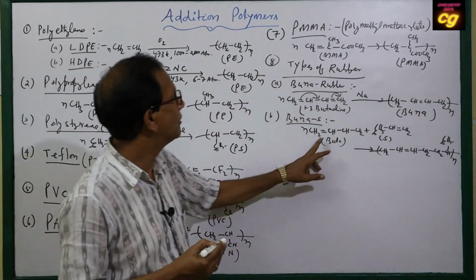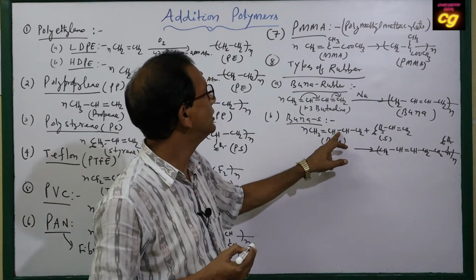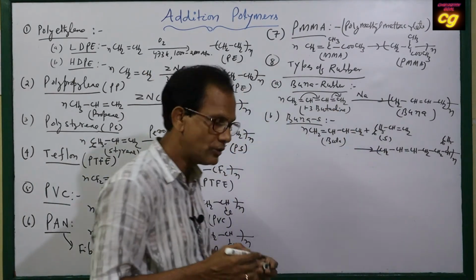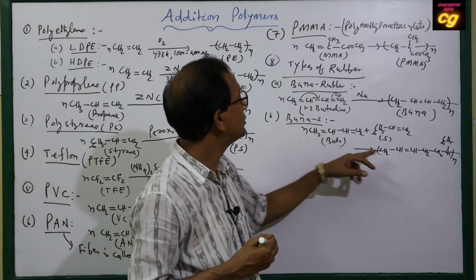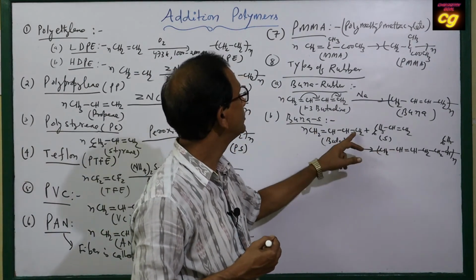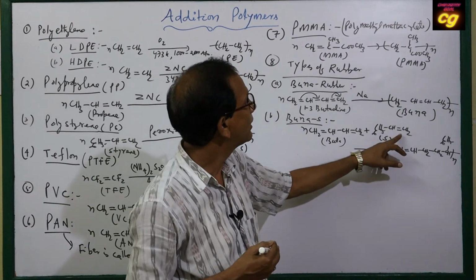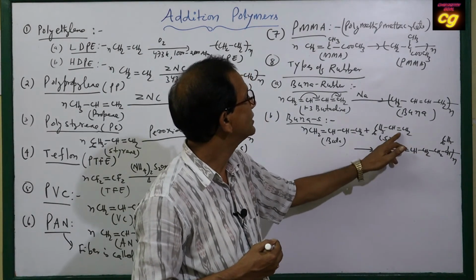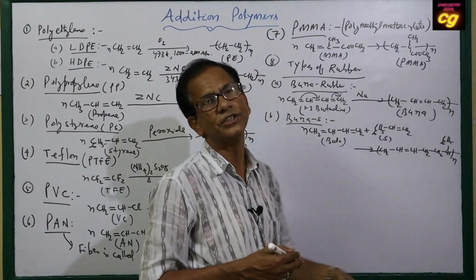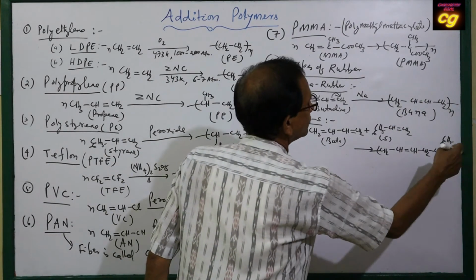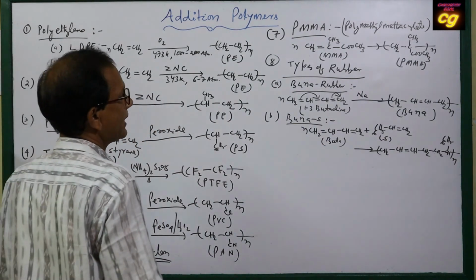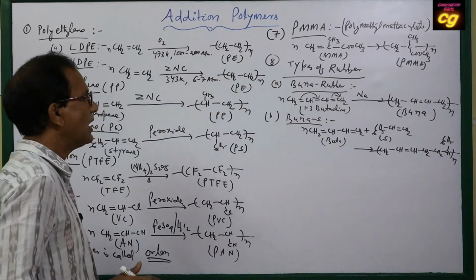You see, double bond, single bond, double bond. Here I forgot to write the double bond. Here double bond, single bond, double bond, single bond. Then what happens if you start from the right side? Then CH2, then single bond, CH, then CH3. So both ends will be repeated. That's why we have to write bracket N. This is called Buna S. This rubber is called Buna S.